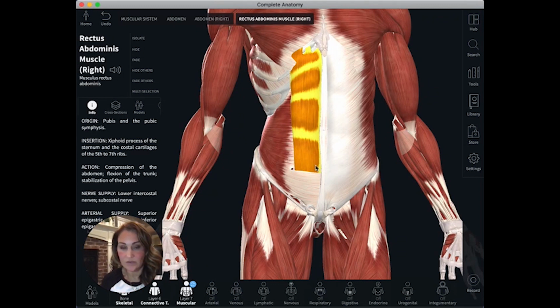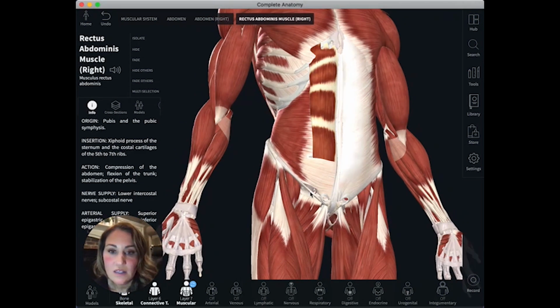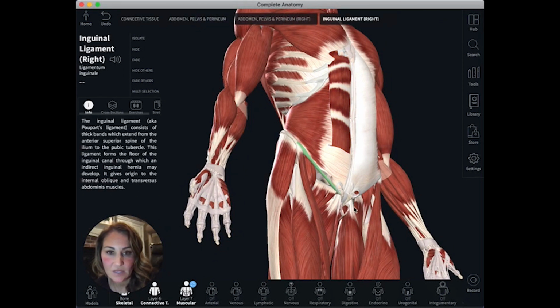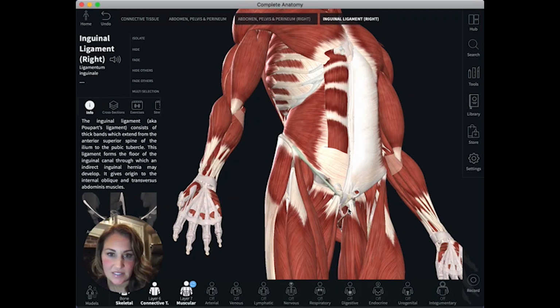So even though this looks like there's only one rectus abdominis, the other one is hidden behind the rectus sheath. When the rectus abdominis contracts, it causes the crunching action, and I'm sure it assists with side to side movement. But where the rectus sheath comes down and coils in on itself here, this is called the inguinal ligament.